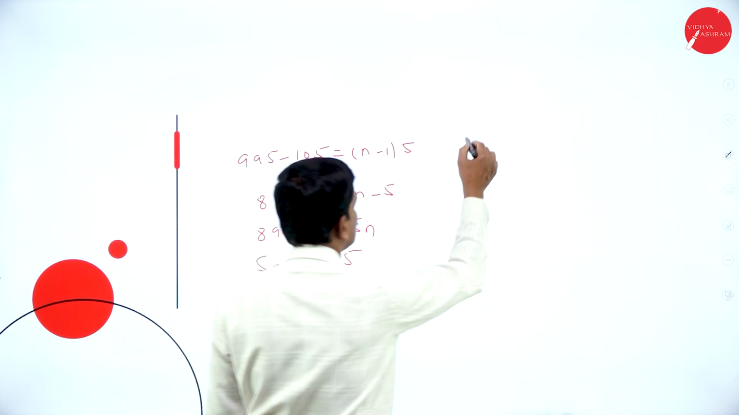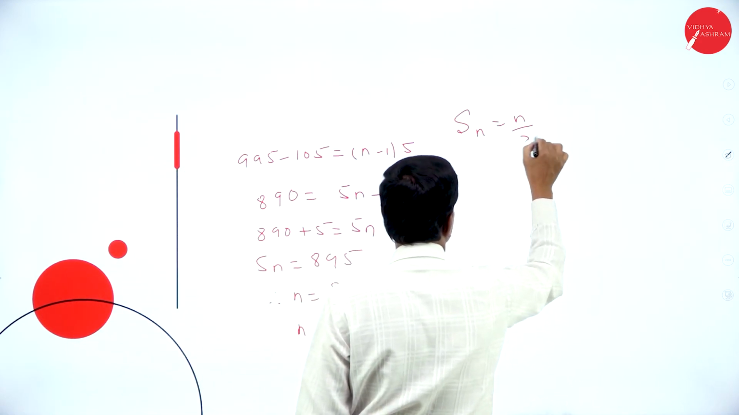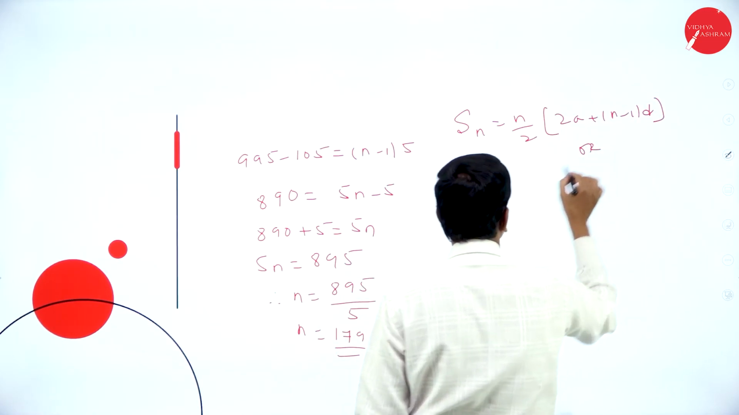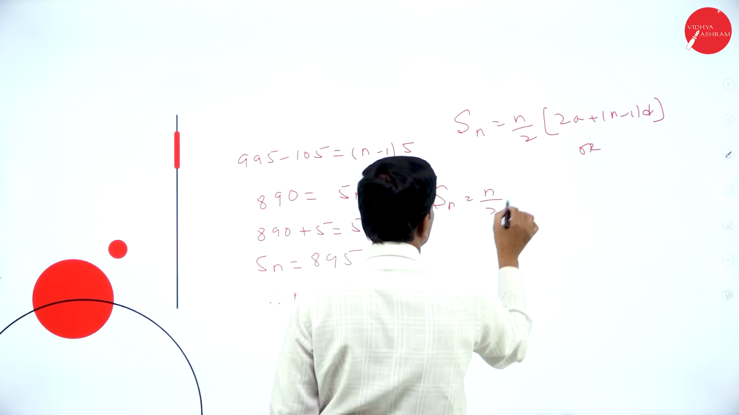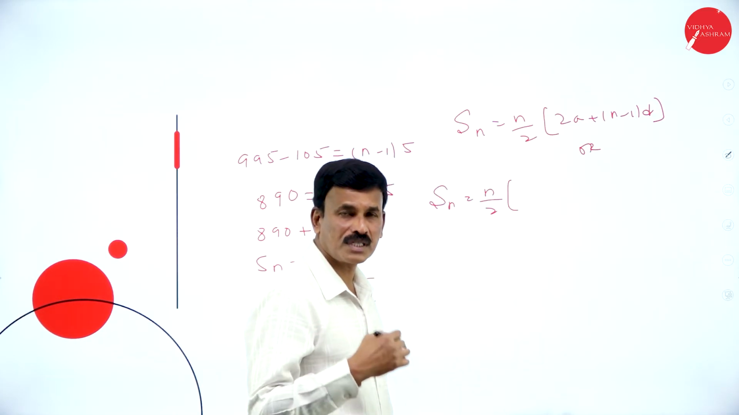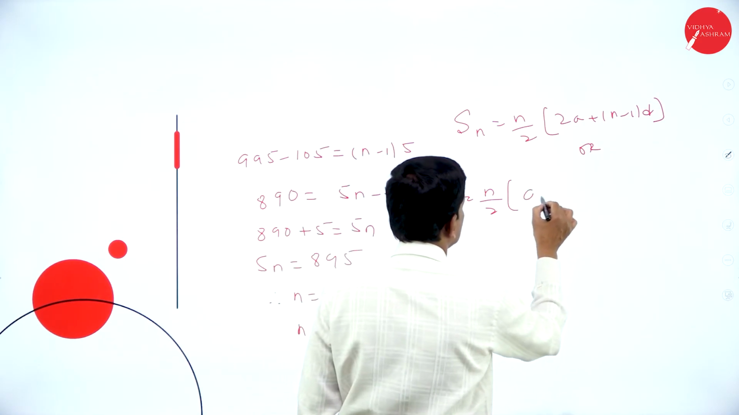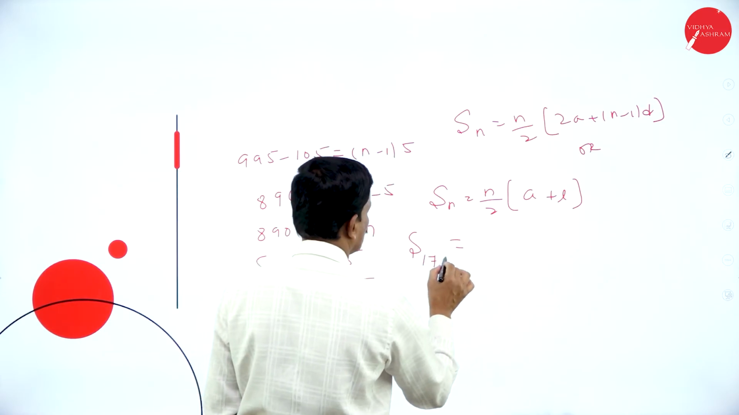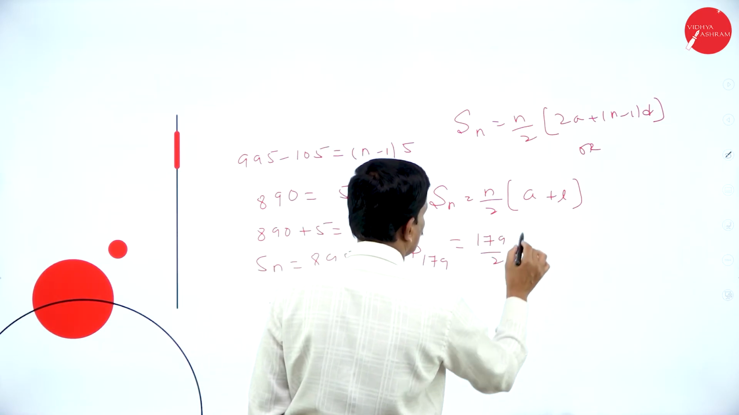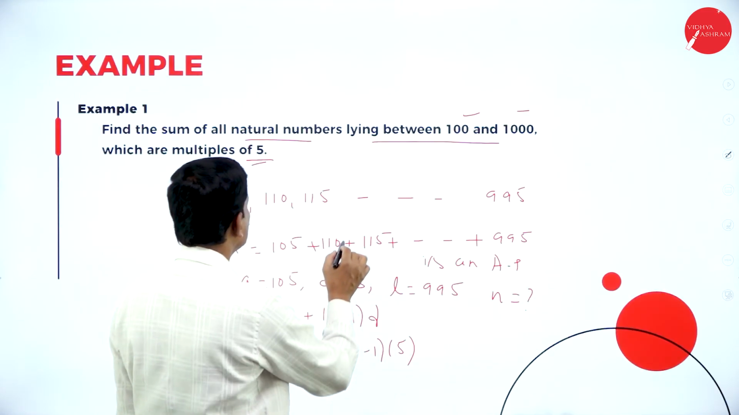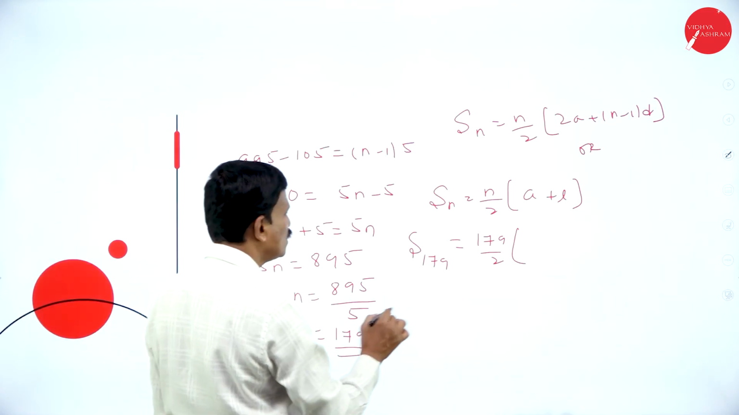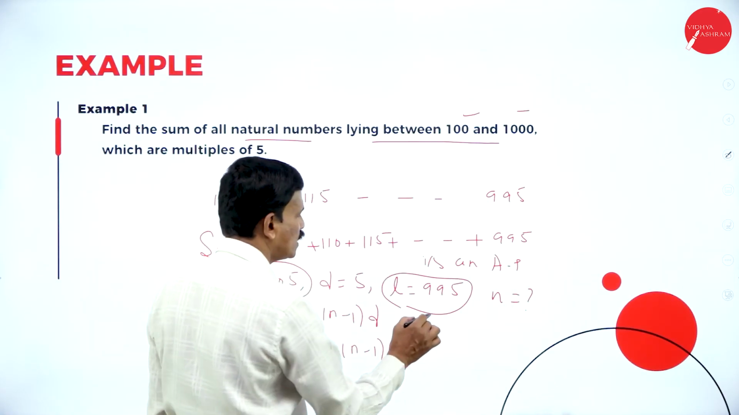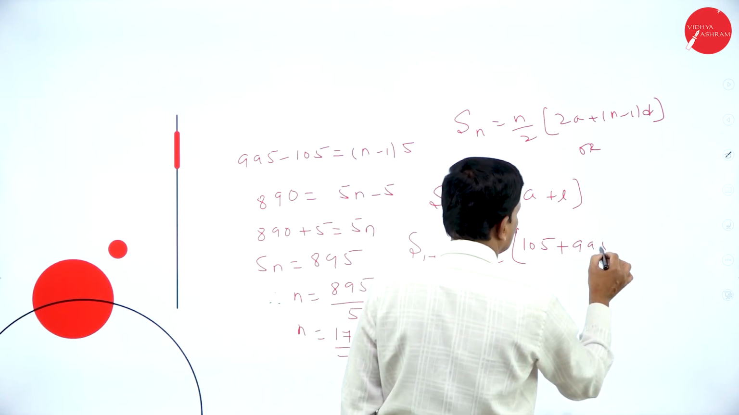Now just find out the Sn. What is the formula for Sn? Sn is equal to n by 2 into 2a plus n minus 1 into d, or there is another formula: Sn is also equal to n by 2 into a plus l. So what is here? N is equal to 179. 179 divided by 2 into the first term. What is the first term? The first term we have is 105. 105 plus the last term. What is the last term? We have 995. Add this.